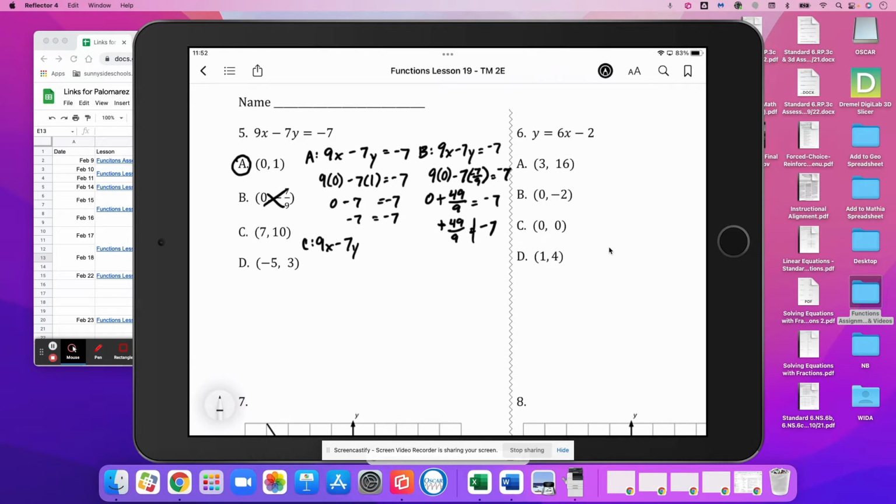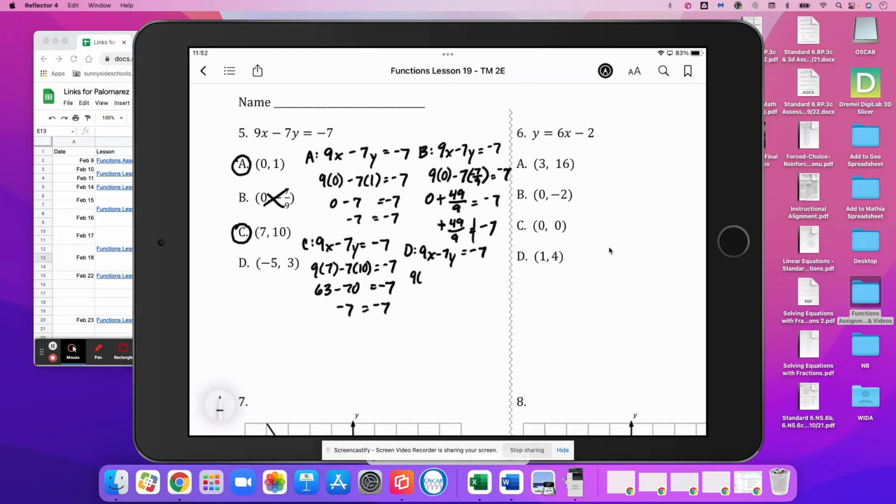9x minus 7y equals negative 7. 9 times 7 minus 7 times 10 equals negative 7. We had 63 minus 70 equals negative 7. And yes, negative 7 is equal to negative 7. So C satisfies the function.